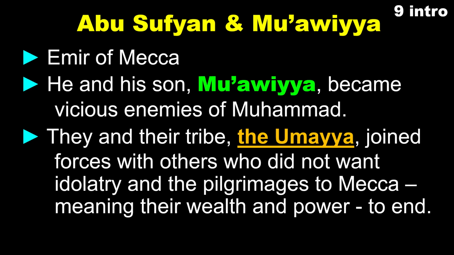One of the enemies of Muhammad was the Emir of Mecca, Abu Sufyan, the head of the Umayyad tribe. I briefly mentioned him before. Well, he and his son Muawiyah became vicious foes of Muhammad. They and their tribe, the Umayyad, joined forces with others who did not want idolatry and the pilgrimages to Mecca, meaning the sources of their wealth and power, to end.